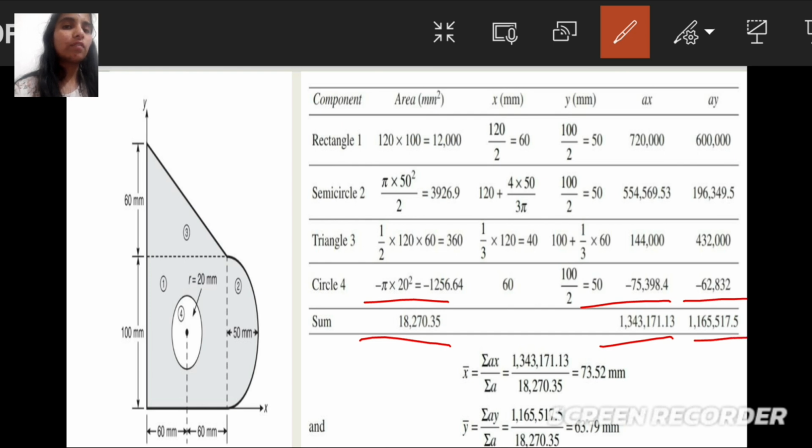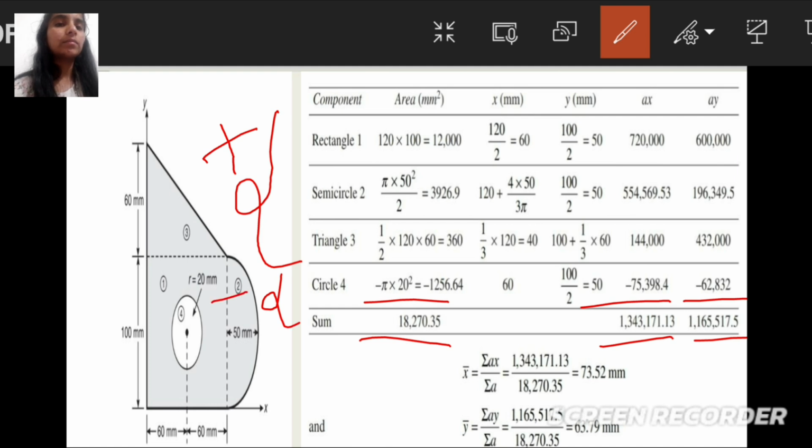In summation of a, we have to add three components and subtract one component. By adding these three components minus one component, we will get 18270.35. Summation of ax will be 1343,171.13. Summation of ay will be 1165,517.5. Now we need to find out the x bar and the y bar.